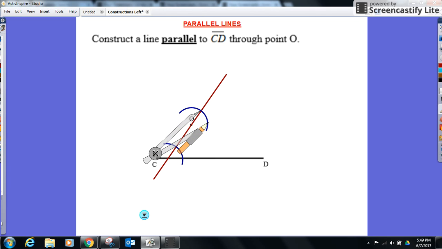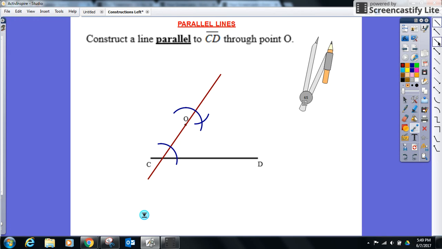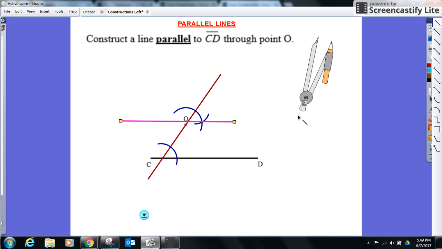Then I'm going to come up here, put my compass point on where the arc intersected the ray, and make a final arc that intersects the second arc that I made. And that arc should be right in line with O. You can take your straight edge now, line it up, draw it through.